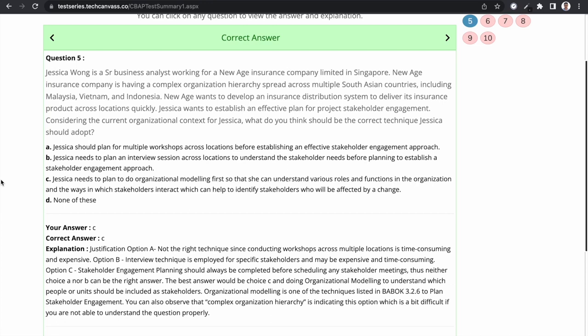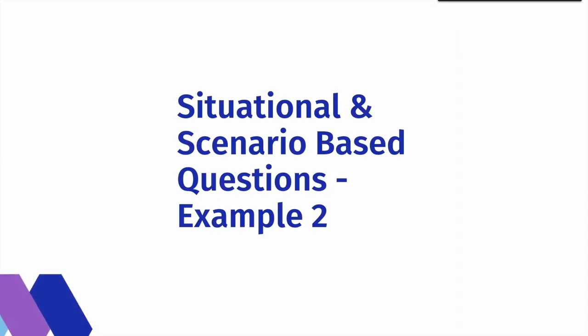Organizational modeling is also one of the techniques mentioned in the task plan stakeholder engagement in the knowledge area business analysis planning and monitoring. And you would also observe that these questions have some key terms, like complex organizational hierarchy, and it is indicating that this option will be the right one. Let's look at another example for situation and scenario based questions for the CBAP examination.